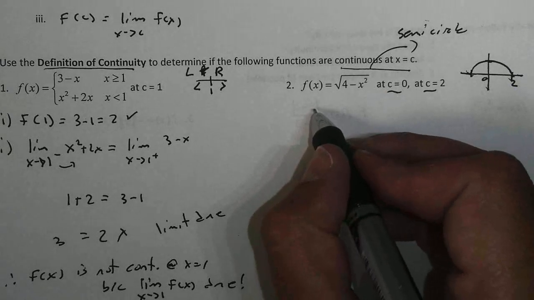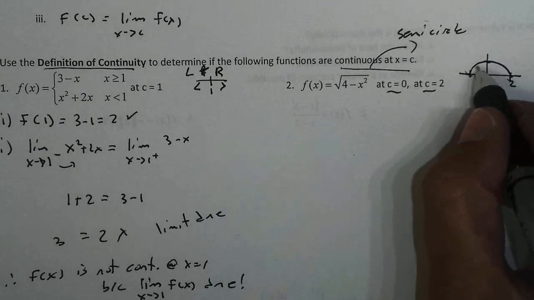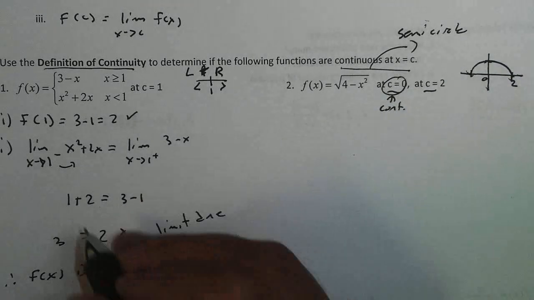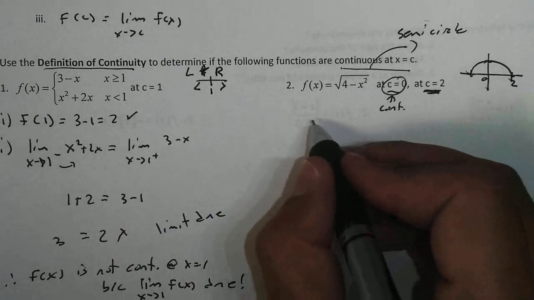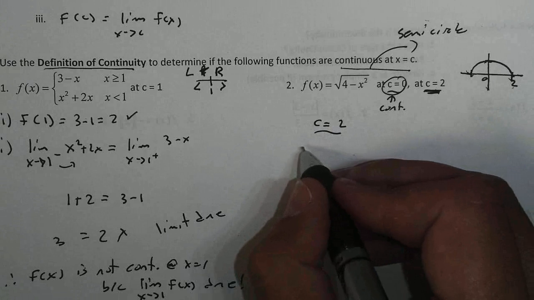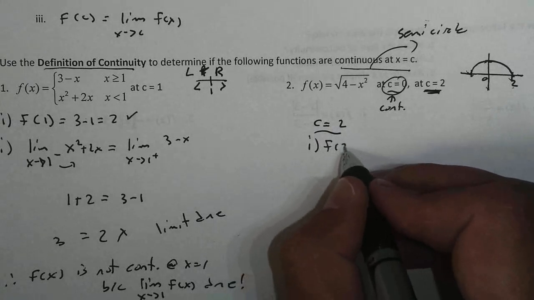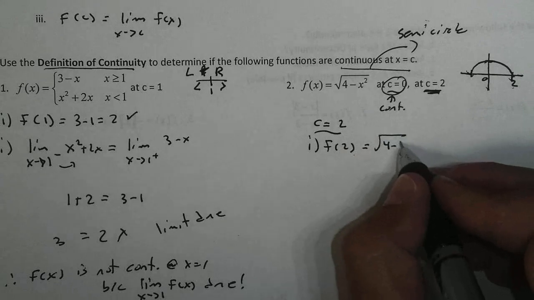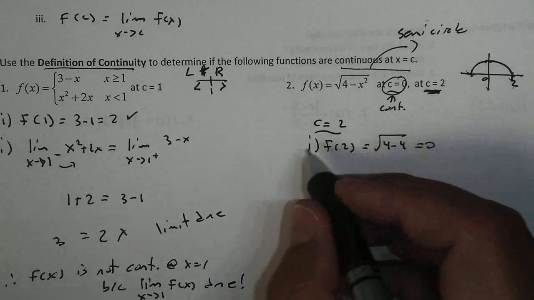So for c equals 0, I'm not going to do this one here because I know that that's going to be continuous, and you can do your rule. I want to talk about c equals 2. That's a big one. First of all, look for the value. f of 2 is going to become the square root of 4 minus 2 squared, which is 4 minus 4, which is 0. Square root of 0 is just 0.